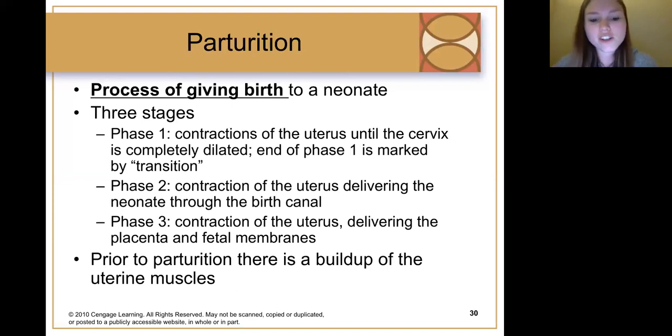So prior to parturition, there's actually a buildup of the uterine muscles, because those are going to be needed for contraction to actually expel the fetus.